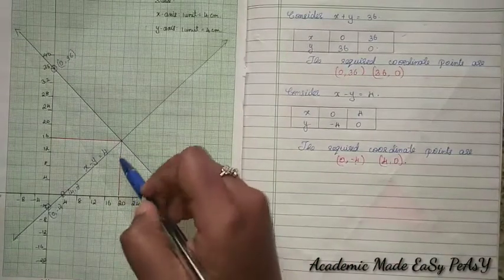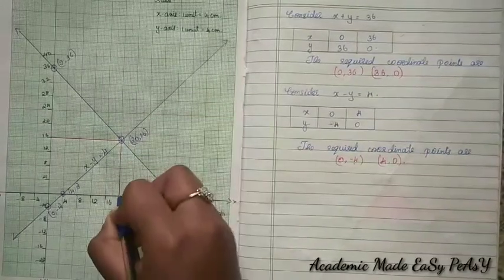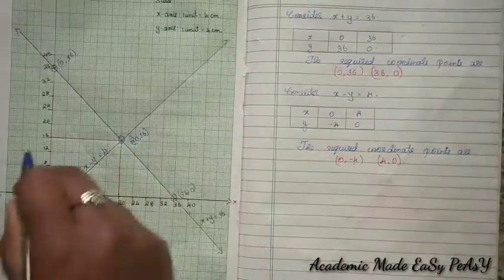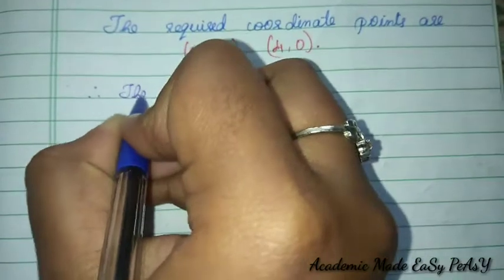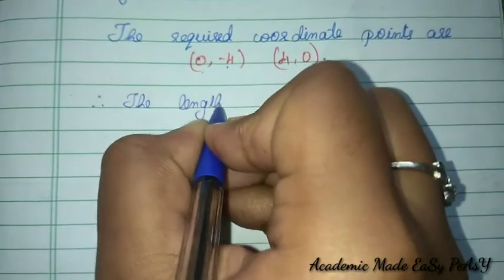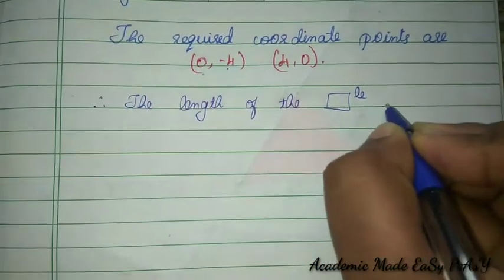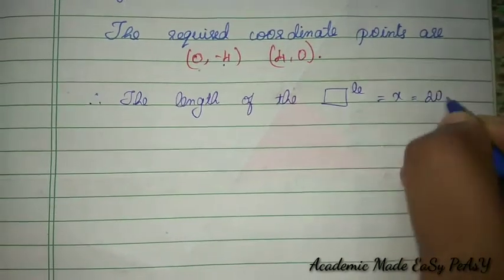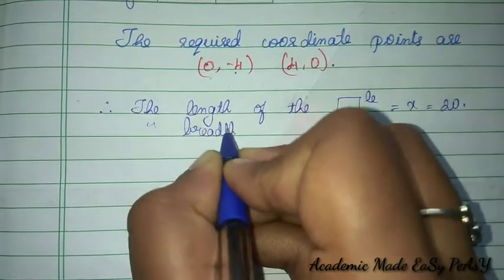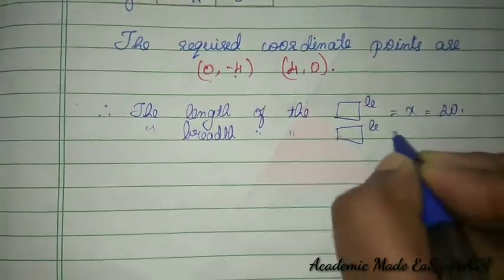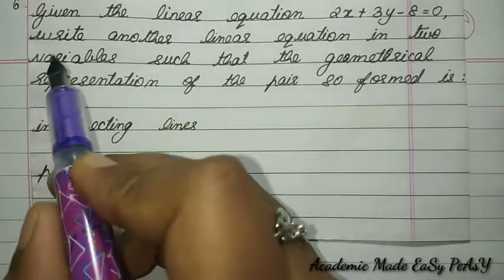So now I will be joining those two. Therefore the intersection point over here is 20, 16. My x is length, so the length is 20 and my breadth is 16. Therefore the length of the rectangle is x is equal to 20, and the breadth is equal to y, which is 16. So that's it. Over.